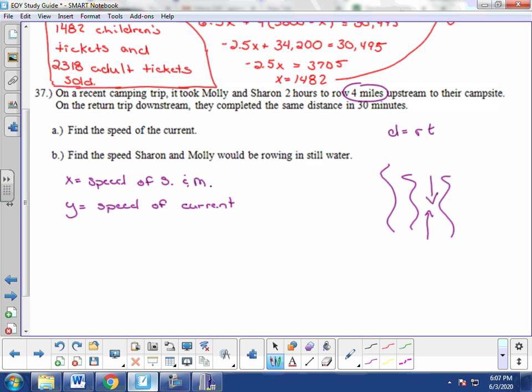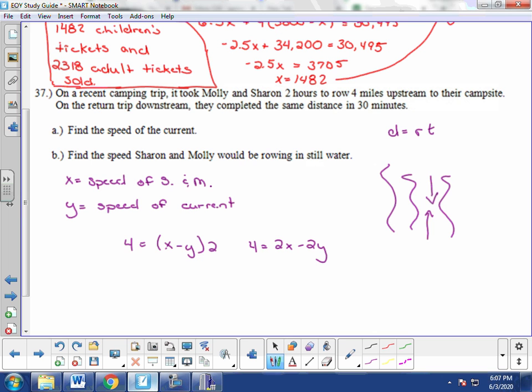Whatever the distance is, 4 miles, it's the rate of them going one direction and the current working the other direction. So their rate would be the speed of Molly and Sharon minus the speed of the current times time. It takes them 2 hours to complete this. So if I simplify this first equation, 4 equals 2x minus 2y.